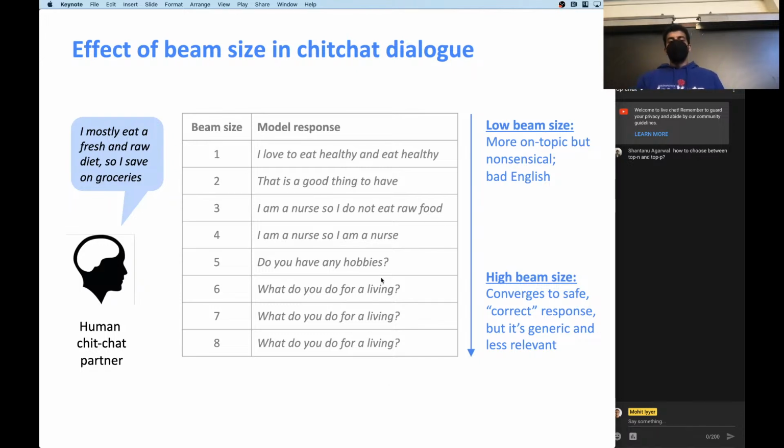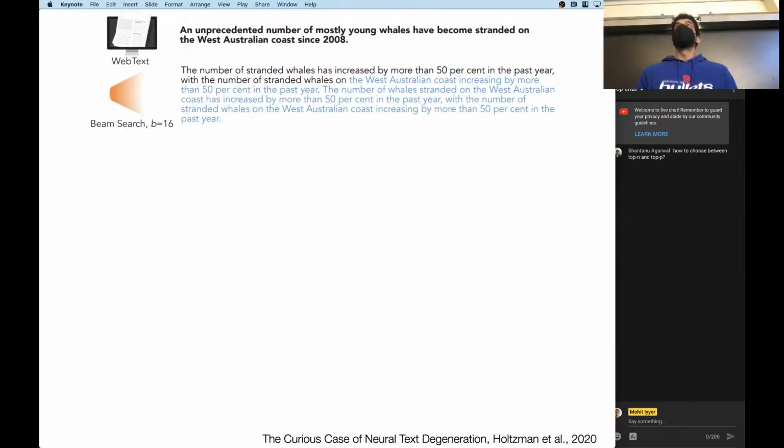So the beam search seemed to find that what you do for a living is a very high probable completion of this input here. As you increase the beam width, you're likely to find higher and higher probability completions, right? Because you're exploring more of the search space. As you find higher and higher probability completions, you might find these more generic ones which are higher probability.